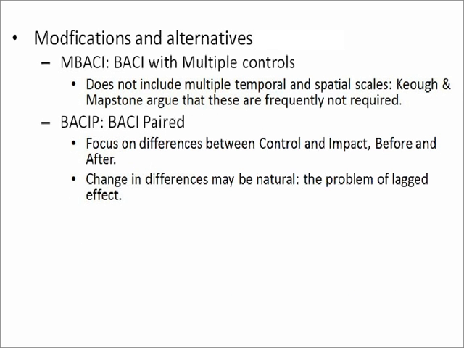Now, there are some modifications and alternatives. So the most common design that's done is really often referred to as an MBACI. It usually has several sampling times before and afterwards, though that might be limited to 2 in many situations, but it does have multiple controls, 2 or 3. So typically that will be 1 impact location, 2 or 3 control locations, and sampling at 2 or 3 times before and afterwards. There's no attempt, as in some of Underwood's designs, to have multiple spatial scales or multiple temporal scales. So it's really the simplest kind of beyond-BACI.